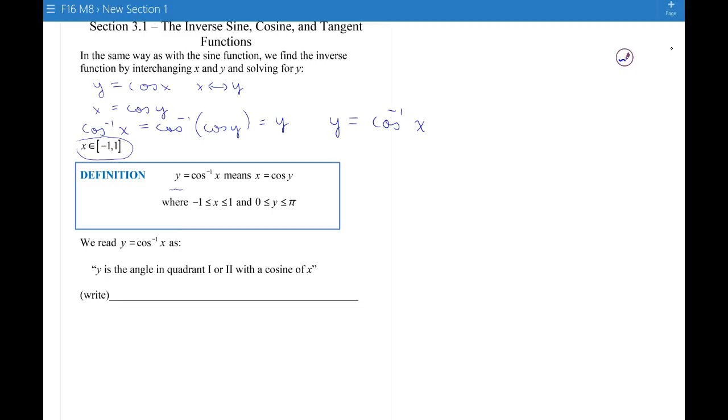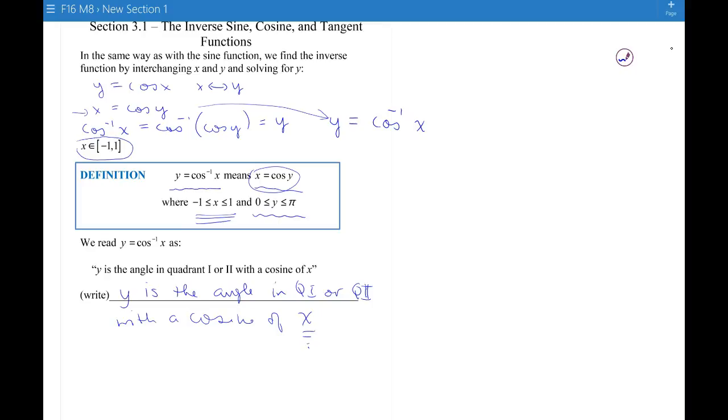So y equals cosine inverse of x means x equals cosine y. These are interchangeable statements. But the x needs to be between negative 1 and 1 because it's the output of a cosine function. And the y needs to be between 0 and pi because that's how we would define the restricted domain. So we read y equals cosine inverse of x as y is the angle in quadrant 1 or 2 with a cosine of x. So y is the angle, x is the number.